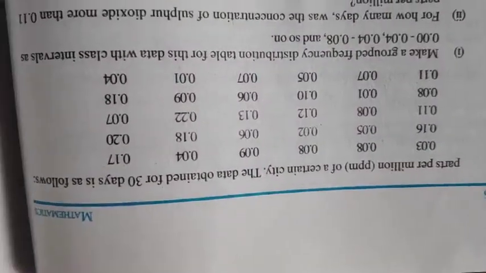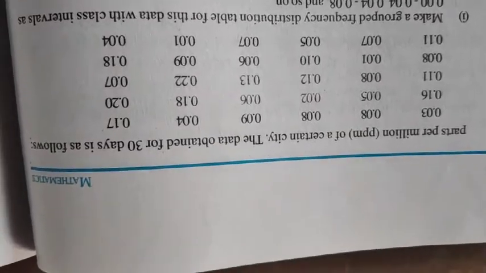For the 12th question, again you will have to take up the previous exercise, that is 14.2 exercise. What is the 14.2 exercise giving you? Question number 5: a study is carried out on the concentration of sulfur dioxide in the air. And this is the table. The sulfur dioxide content in the air has been tabularized over here.